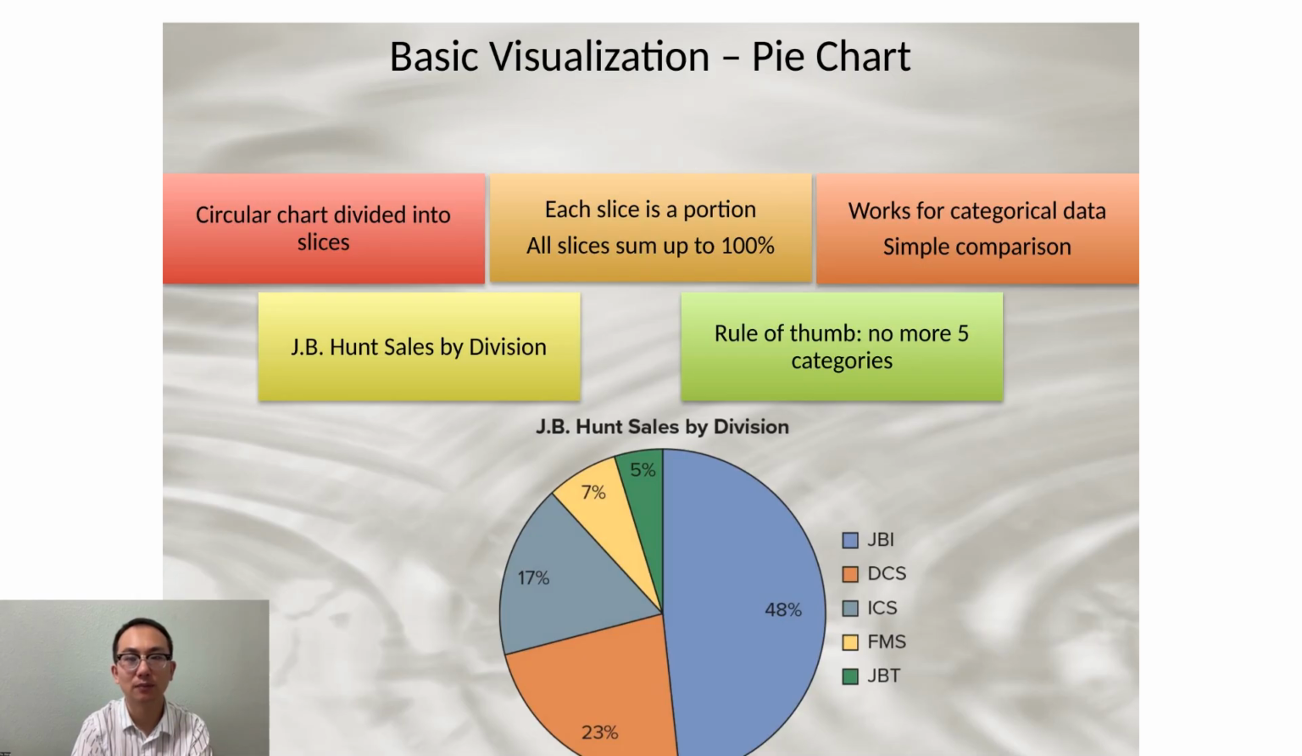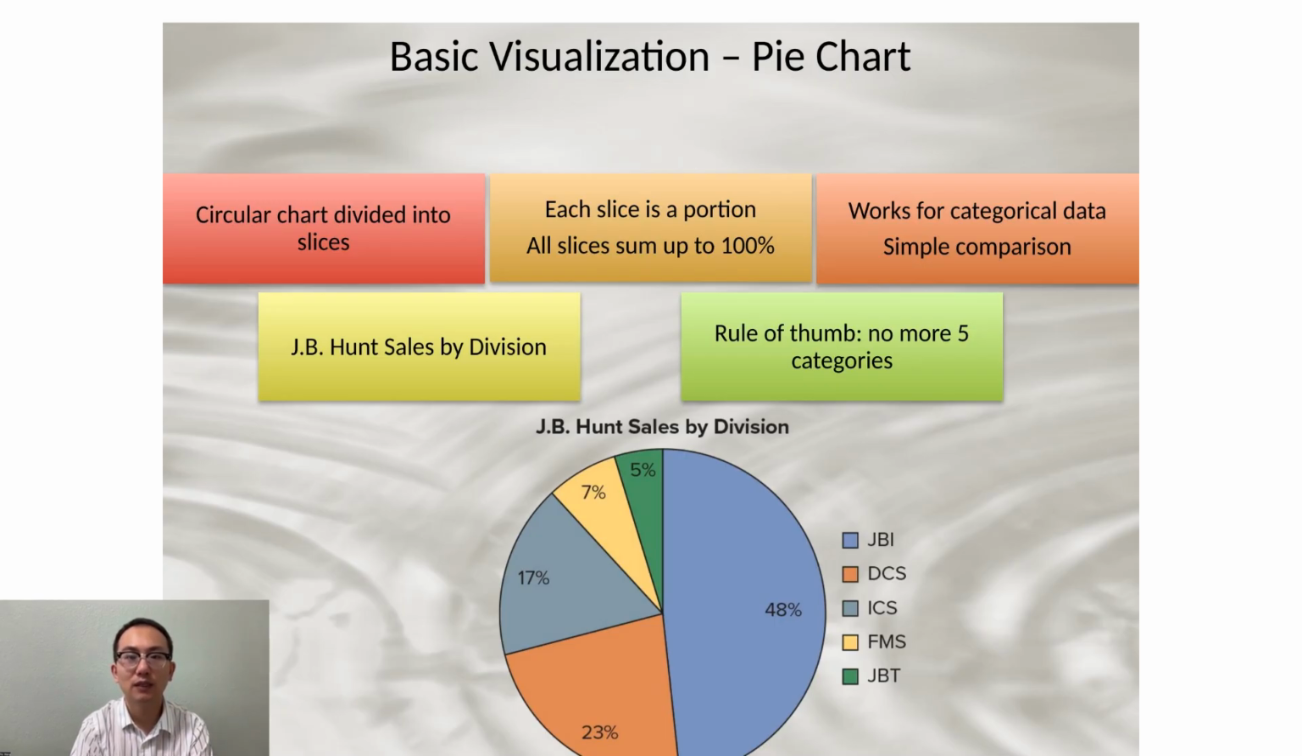Now, one tip to keep in mind, pie charts are best used when there are 5 or fewer categories. If you try to cram too many slices into one chart, it becomes hard to read and compare the sizes accurately. So keep it simple when using pie charts.